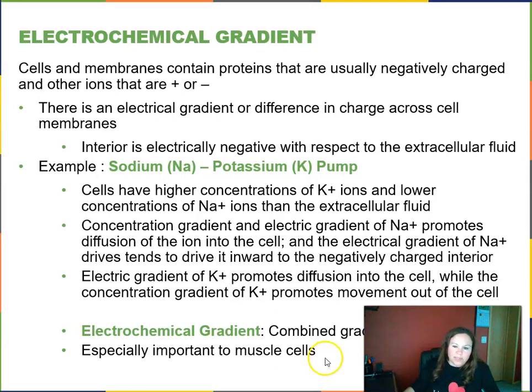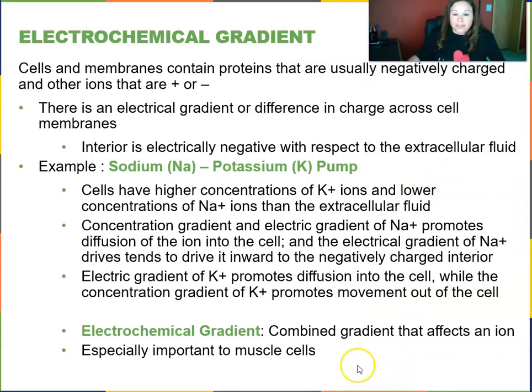So one of the famous examples of active transport is what's called the sodium-potassium pump. Because cells and membranes contain proteins that are usually negatively charged, or because of other ions that have a charge to them, there's an electrical gradient or difference in charge across cell membranes. So the interior is usually electrically negative compared to the extracellular fluid. So it's a little more negative on the interior of the cell membrane than on the exterior. And we're talking in relation to those two areas.